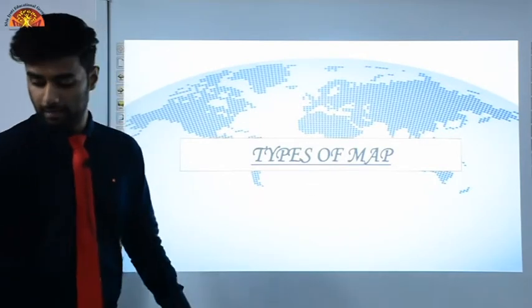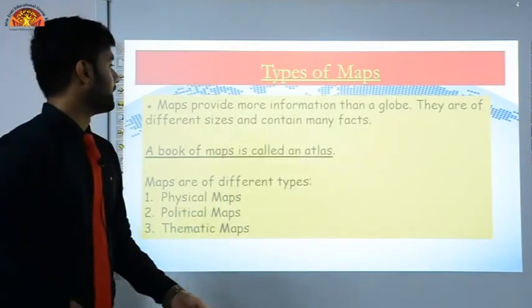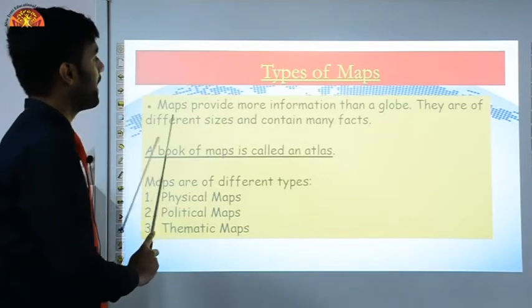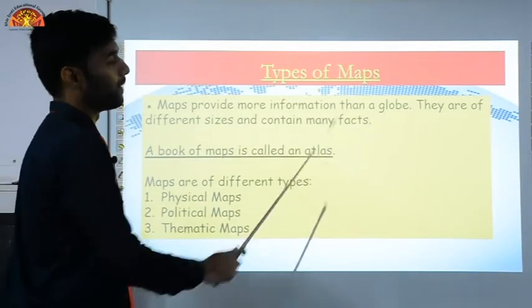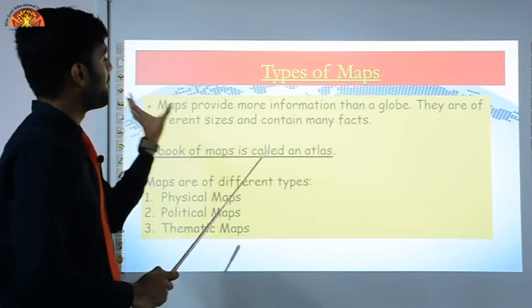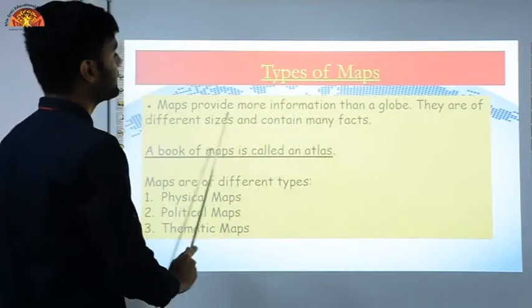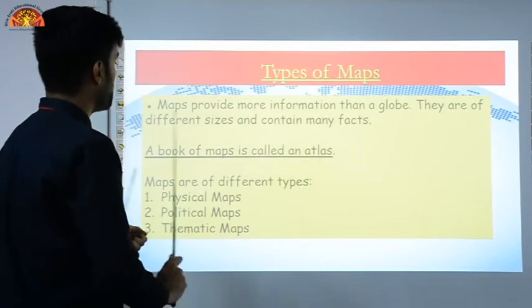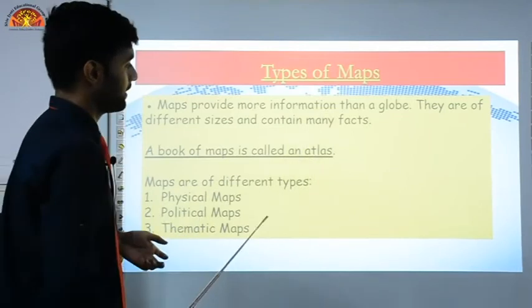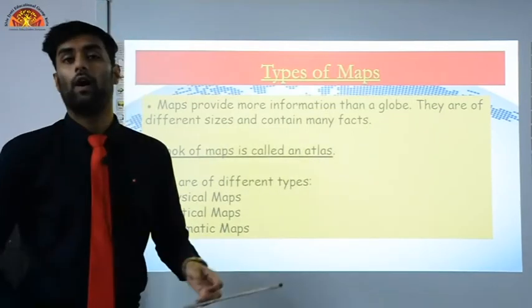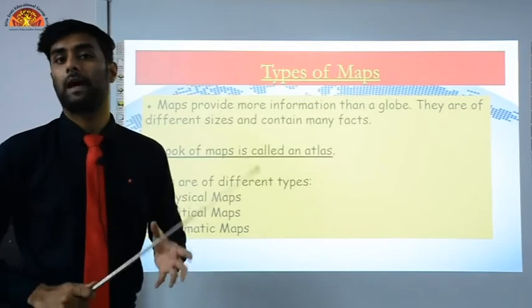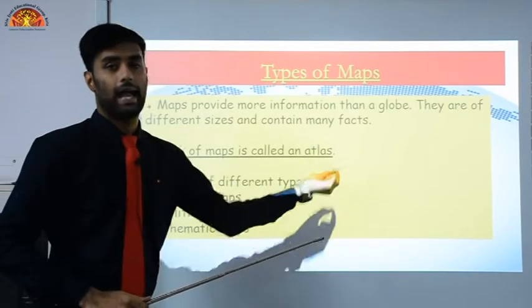There are different kinds of maps. Let us learn. So first of all, maps provide more information than a globe. As I explained earlier, maps give you more information than a globe. They are of different sizes and contain many facts. A book of maps is called an atlas. This you must already be knowing. What? That a book of maps, which contains only maps, that book is called an atlas.